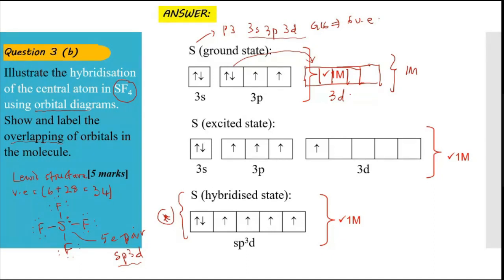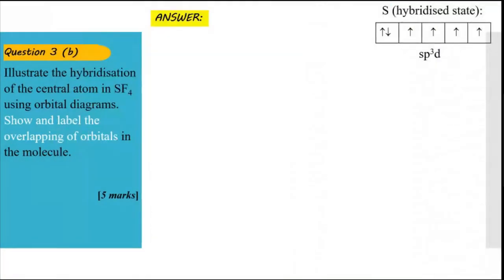Okay, next we're going to do the second part. Show and label the overlapping orbitals. So I bring the hybridized state here. This is how you should do it. You must know the shape. sp3d is trigonal bipyramidal. 5 electron pairs or 5 hybrid orbitals, trigonal bipyramidal.